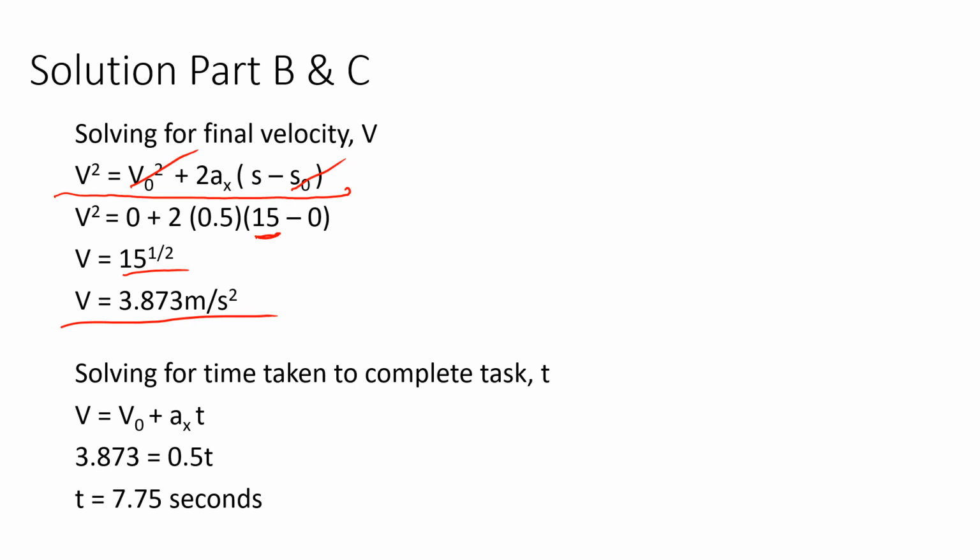To solve for t, use the second kinematic equation. Final velocity is equal to initial velocity 0 plus acceleration, which is 0.5, multiplied by t, which is the time taken to travel from point A to B. Substitute v, which is gotten here, and you have t is equal to 7.75 seconds. Hence, it takes the driver 7.75 seconds to arrive at the door and complete his task.